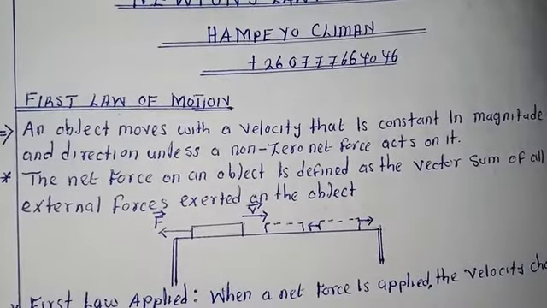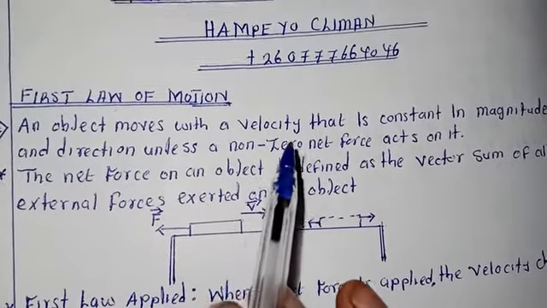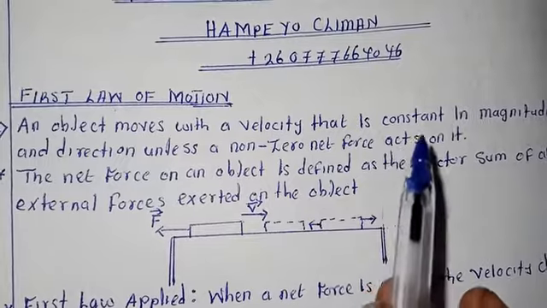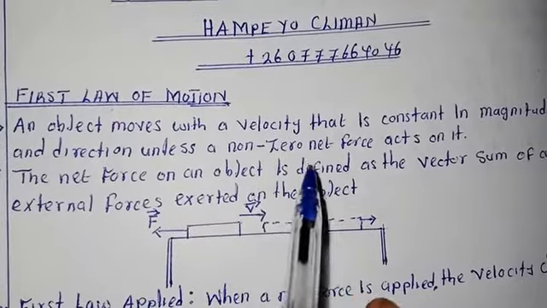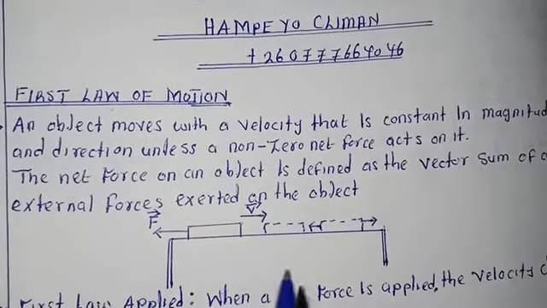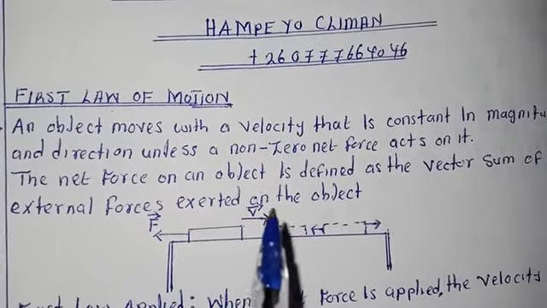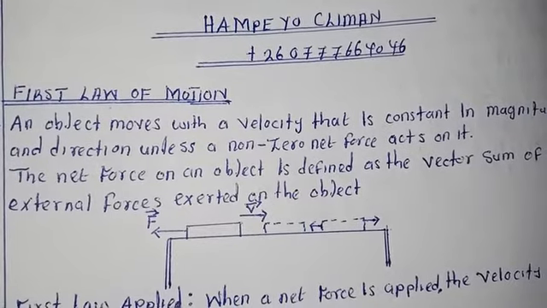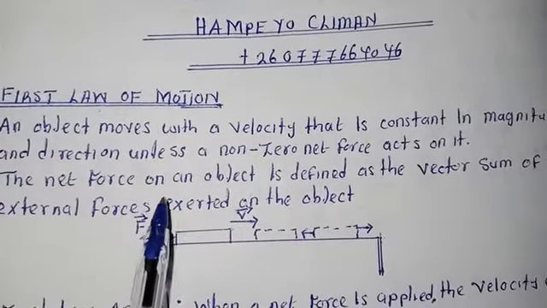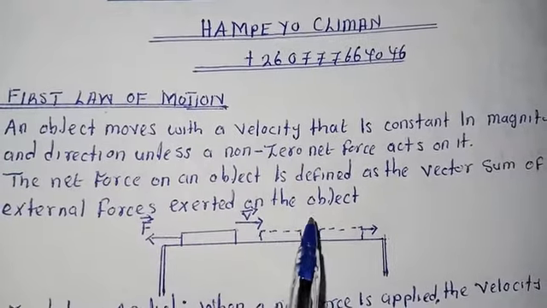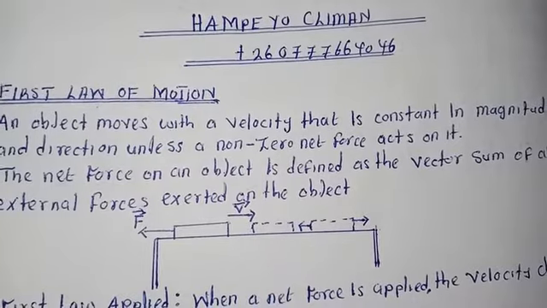Now, the first law of motion simply states that an object moves with a velocity that is constant in magnitude and direction unless a non-zero net force acts on it. The net force on an object is defined as the vector sum of all the external forces exerted on the object.